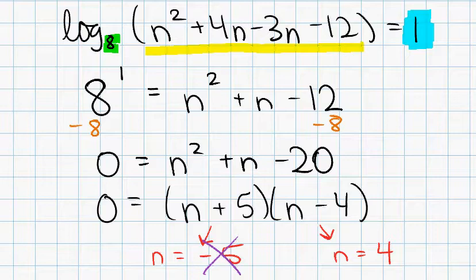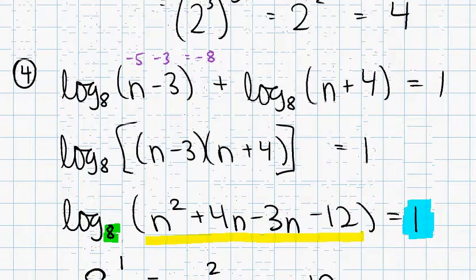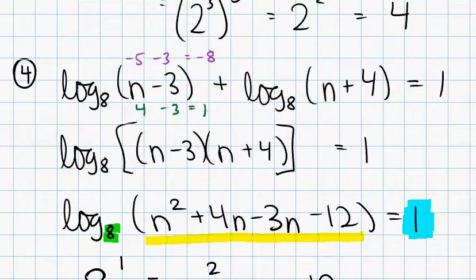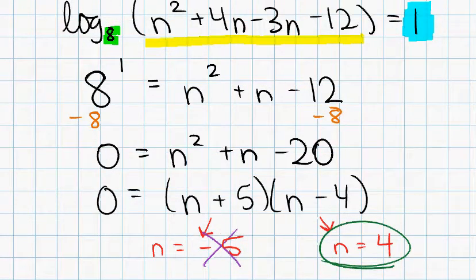Can you take the log when you plug in 4? Well, 4 minus 3 is 1. So the first logarithm is safe. And 4 plus 4 is 8. So the second logarithm is safe as well. So 4 works. So our answer is n equals 4.